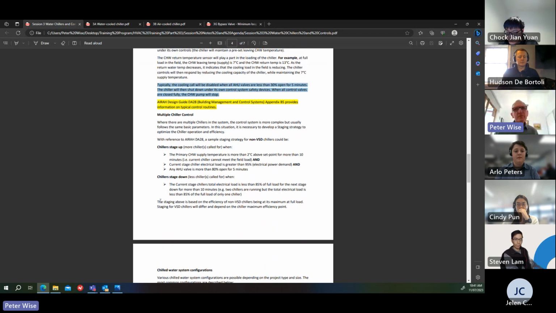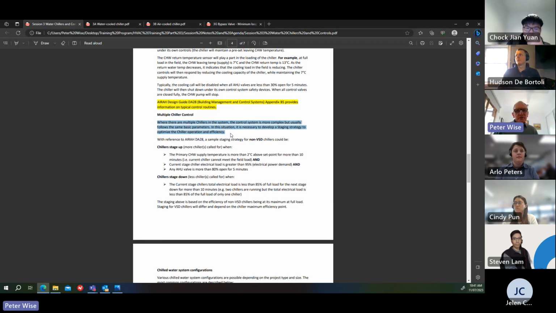So that was one chiller. If you have multiple chillers, it gets a bit more complicated. The control system will be more complex, but usually follows similar parameters. In this situation, it's necessary to develop a staging strategy to optimize chiller operation and efficiency.